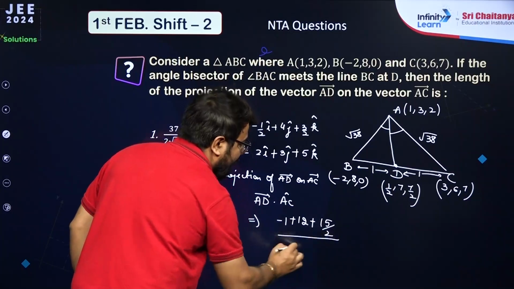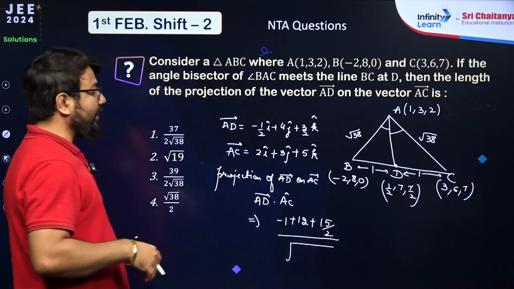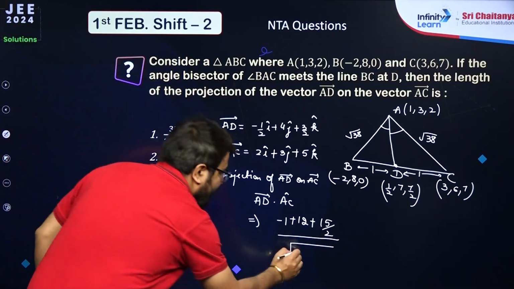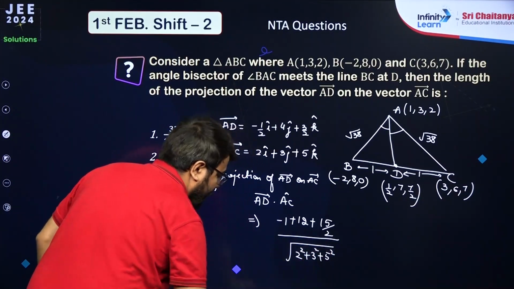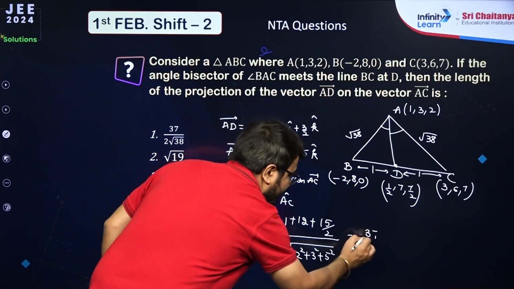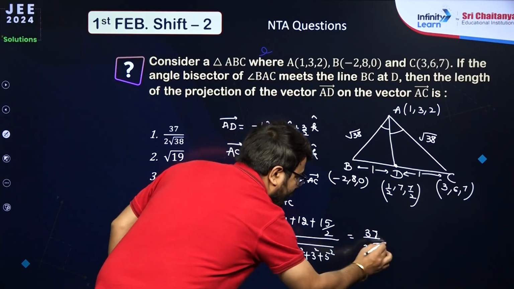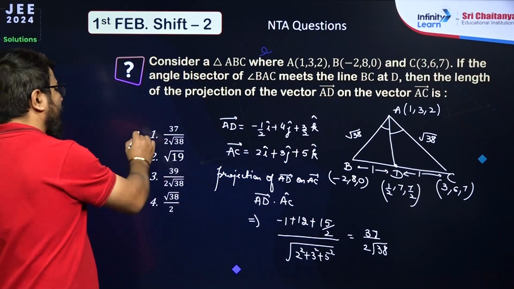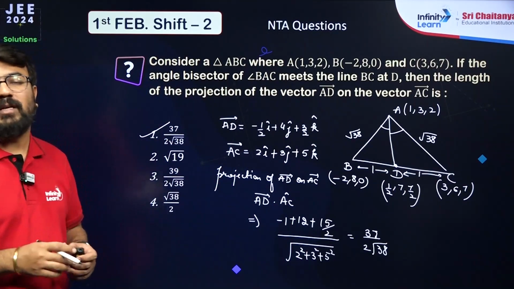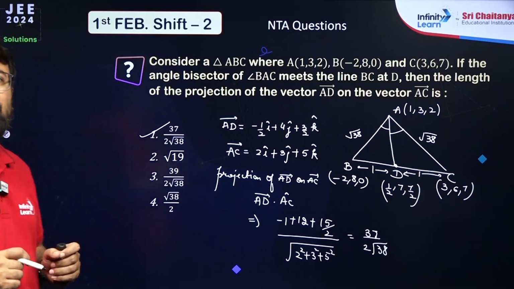And then we need to take the modulus of AC, that will become the root of 2 square plus 3 square plus 5 square. So my dear students, if I simplify this, it will be equal to 37/2 root 38. 37/2 root 38 is given to us in option A. That is why option A will be the final answer.